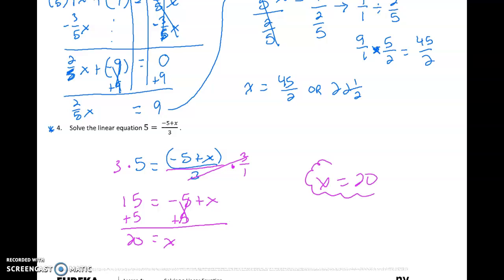So what I want you guys to take away from the different examples we did today is once you simplify each side, once you gather all your x terms up on one side, these are just two-step equations. And those are equations you hopefully already are pretty comfortable solving.